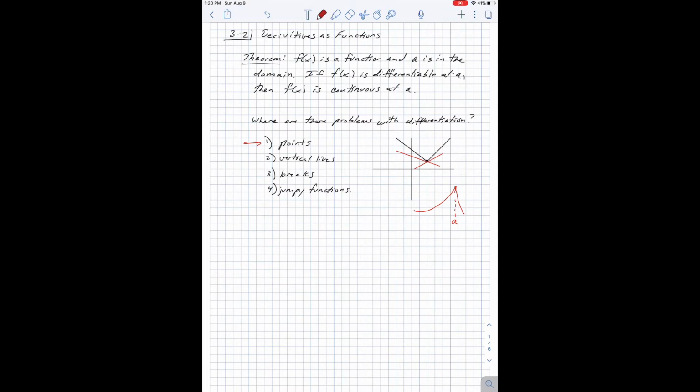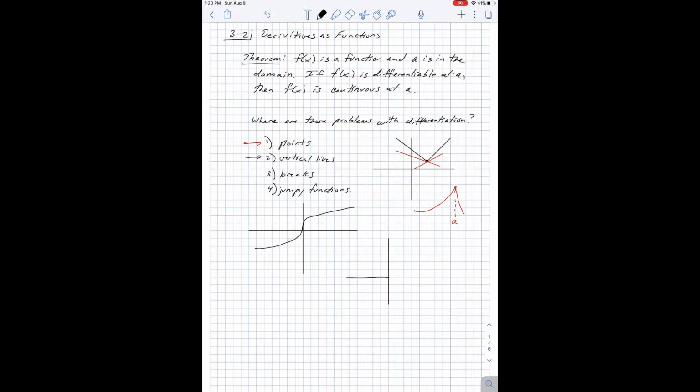Vertical lines, functions that go vertical for a second. So, for example, something that might come in like this and go vertical and then like that, because that tangent line is actually vertical and has an undefined slope. So those are problems, and that's not differentiable right there.